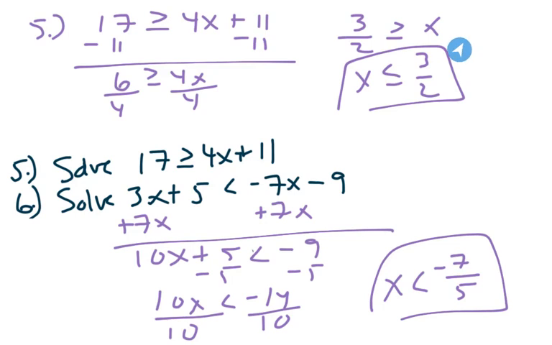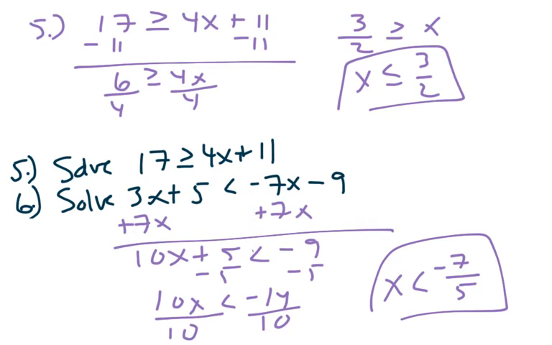And now I've got it solved for x, but it's not the way I want it. So remember how you read this? This is 3/2 is greater than or equal to x. If you're reading it the other way, it's going to go x is less than or equal to 3/2. And so I rewrote it as x is less than or equal to 3/2, in the more comfortable order.